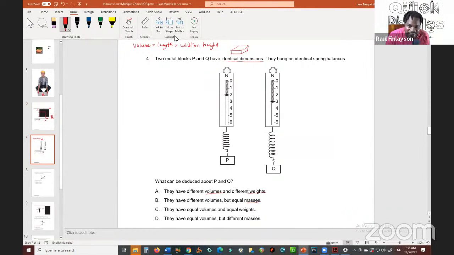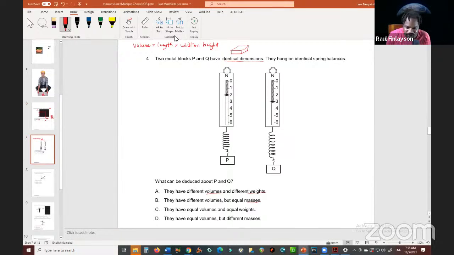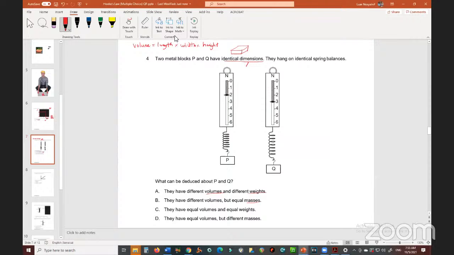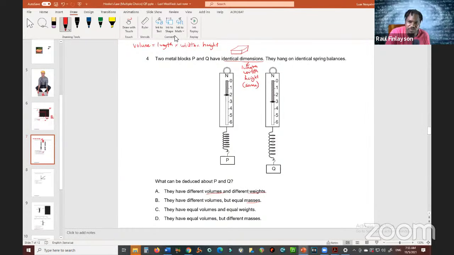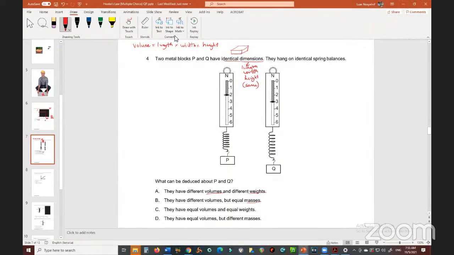So you know that you can start eliminating now. Dimensions mean length, width, and height. Hope everybody is understanding that. Length, width, and height are the same. Therefore, if these three things are the same, then both objects P and Q have the same volume. Do we understand that? Yes, sir.